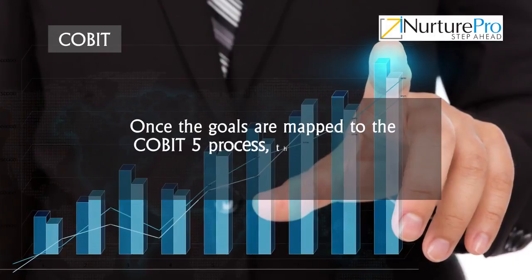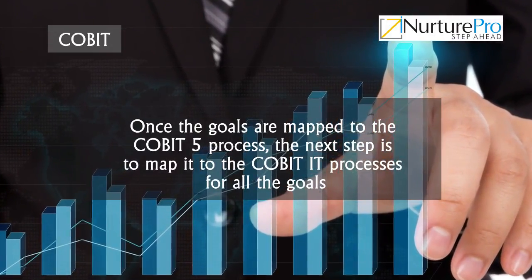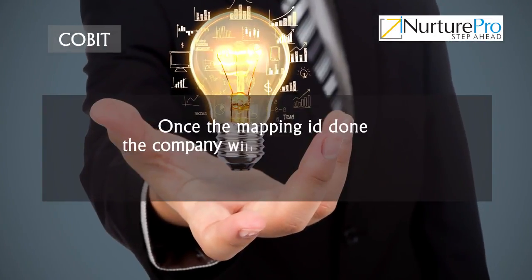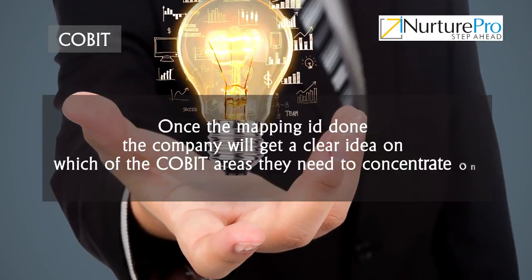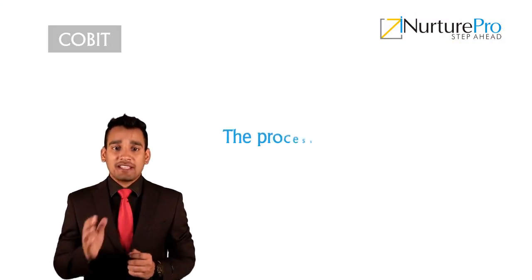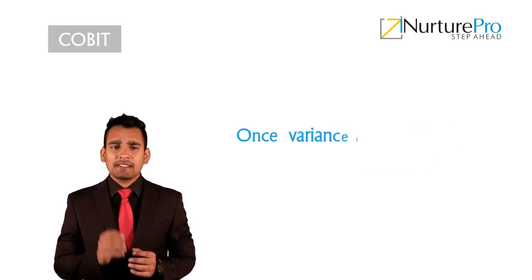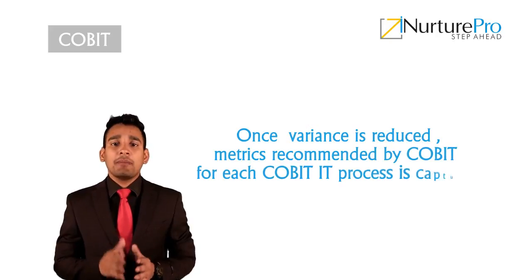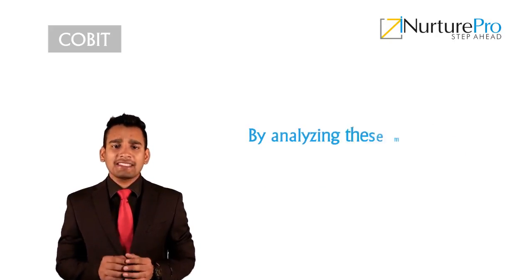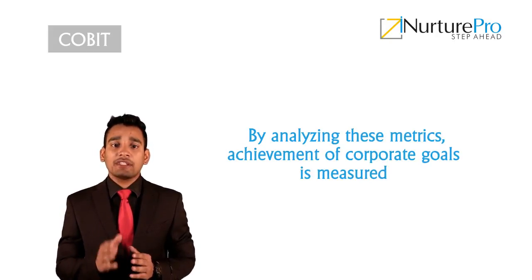Once the goals are mapped to the COBIT 5 process, the next step is to map the COBIT IT process for all the goals. Once the mapping is done, the company will get a clear idea of the COBIT areas they need to concentrate on. Analysis of the metrics reflects the gaps in the processes that have to be improved for reducing the variance. Once the variance is reduced, the metrics recommended by COBIT for each COBIT IT process are captured. By analyzing these metrics, it can be easily measured how the corporate goals have been achieved.